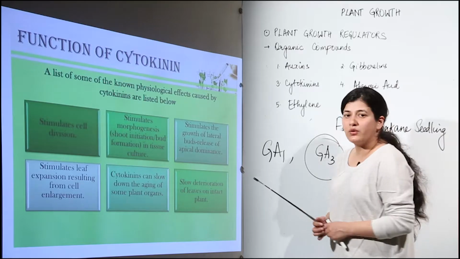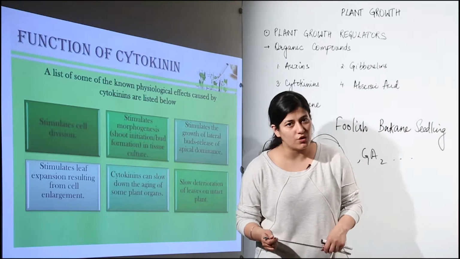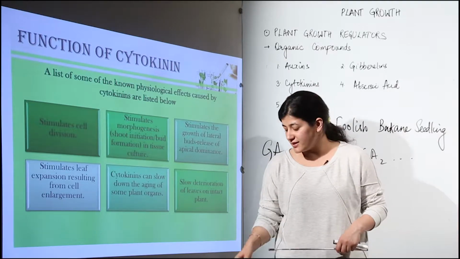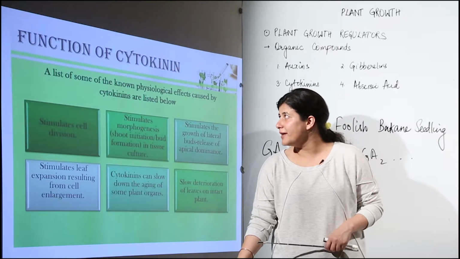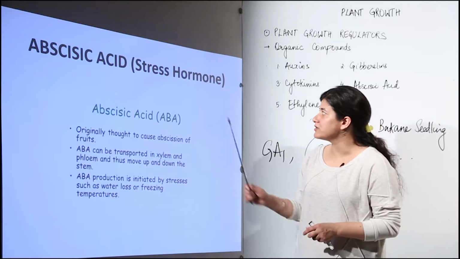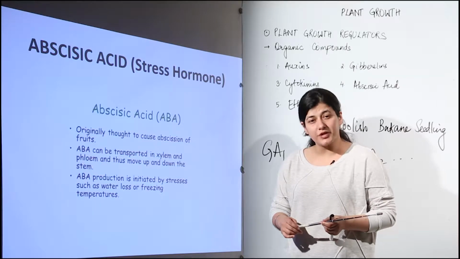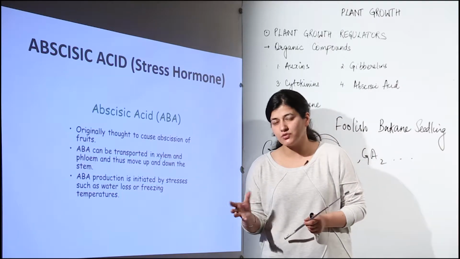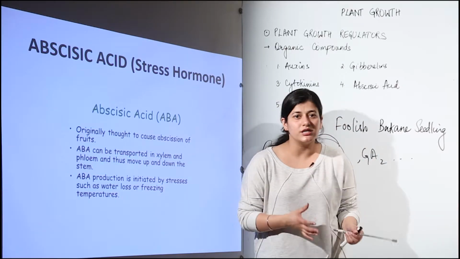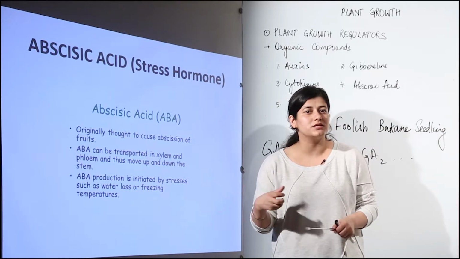Next we are going to deal with a very important hormone, which is a stress hormone in plants, and that is known as abscisic acid. As the name suggests, this is a stress hormone. Whenever there is a condition of stress in plants, what would be stress conditions? Those conditions where the factors necessary for plant growth are not present in abundance.